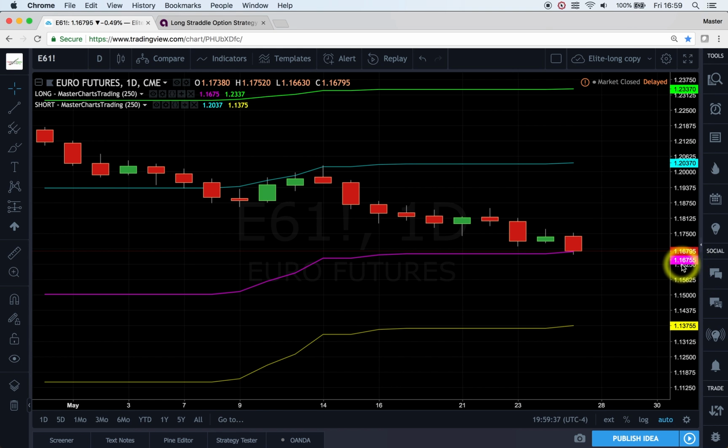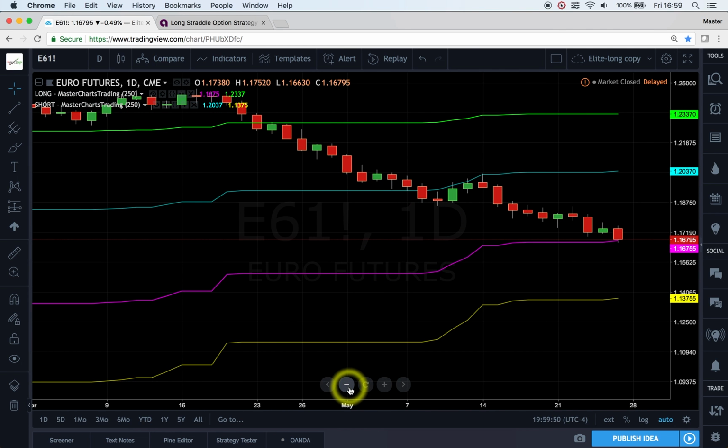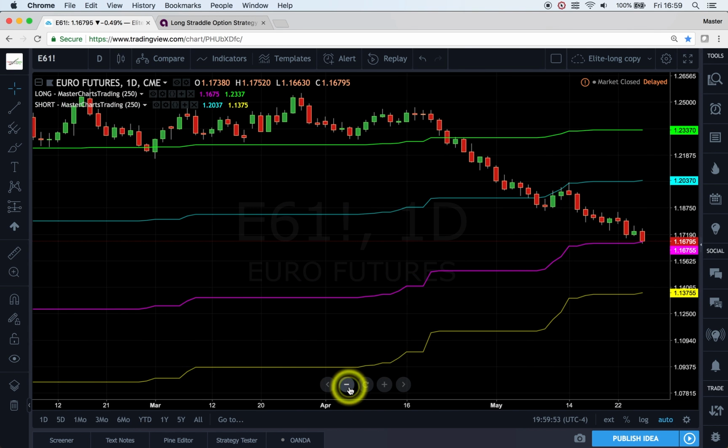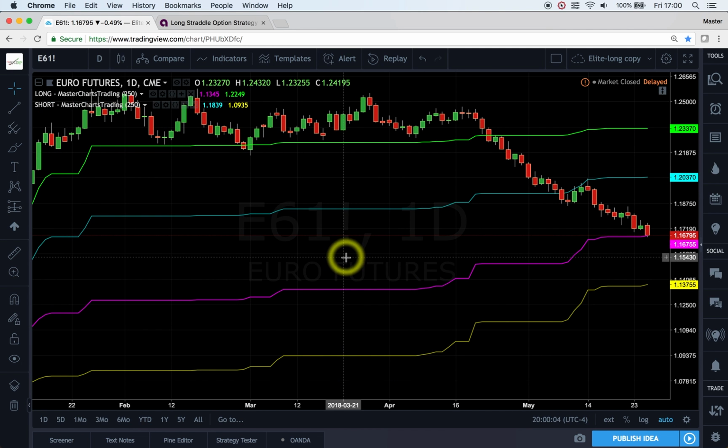And the bearish levels are at 1.16755, right there. And the price ended at 1.16795. So we're talking about just a few pips away. So euro futures, I would say that we're turning bearish on this one. We do need a little bit of confirmation, but I think this is looking worse and worse for the dollar as we continue.